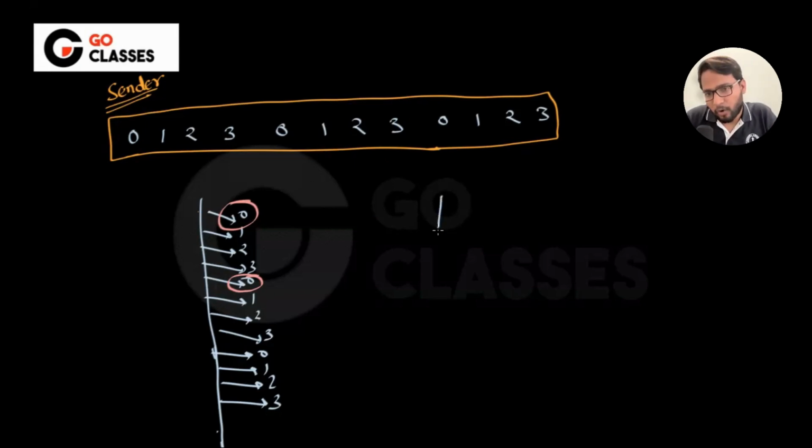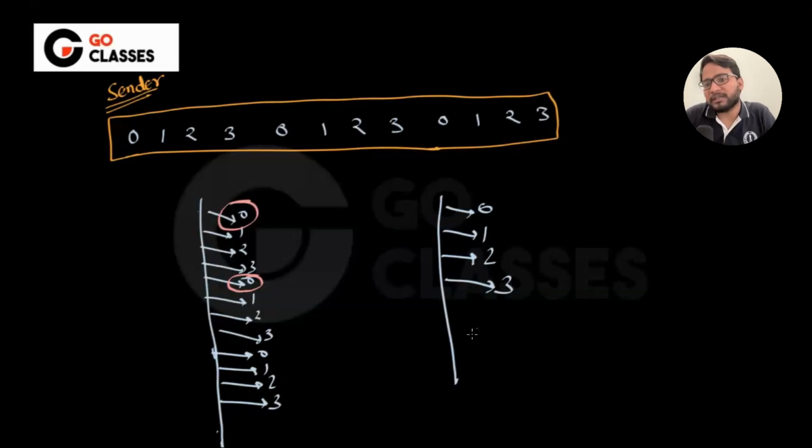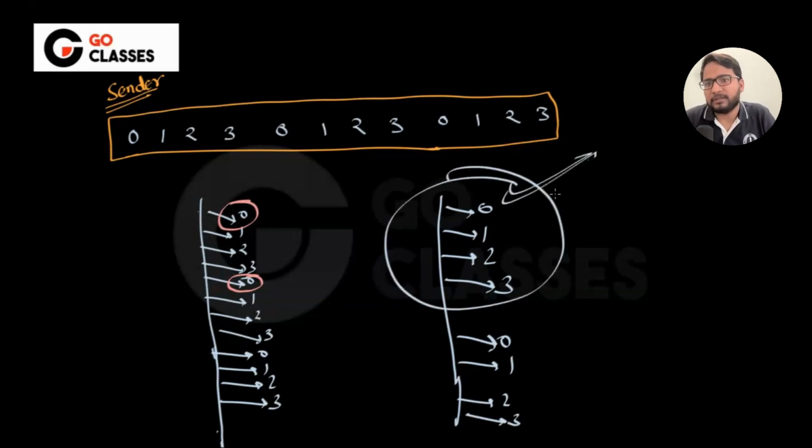Suppose on the contrary, you're only sending 0, 1, 2, 3, and once you receive the acknowledgement for 0, 1, 2, 3, then you send the next 0, 1, 2, 3. There is no problem. Once you acknowledge them, then you send the next 0, 1, 2, 3. Why is that the case? Because there is no confusion here.